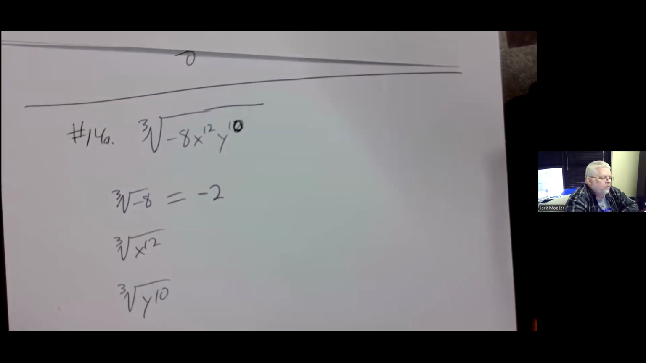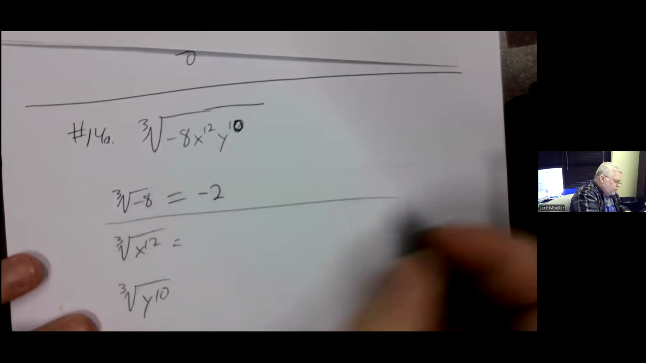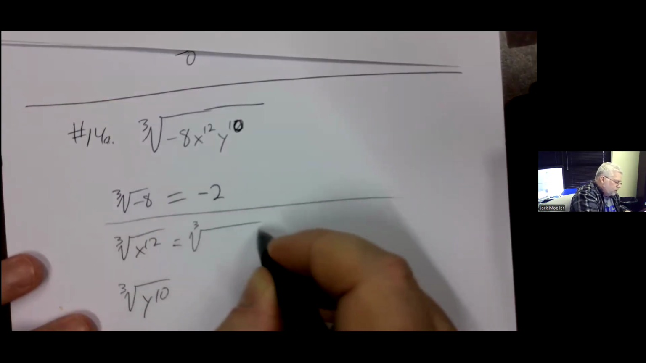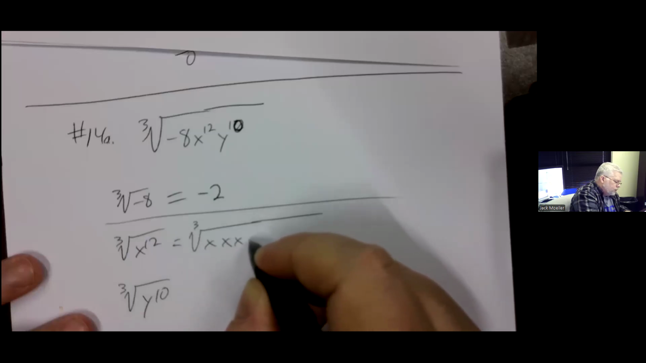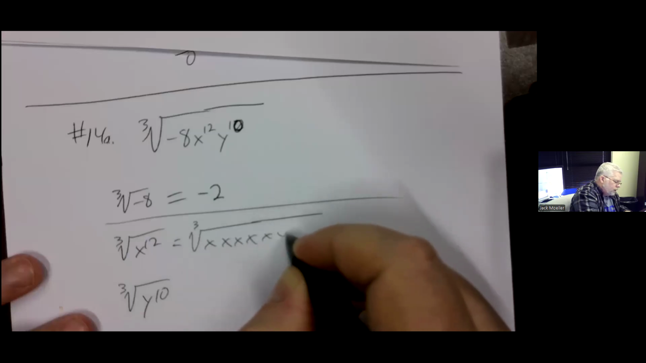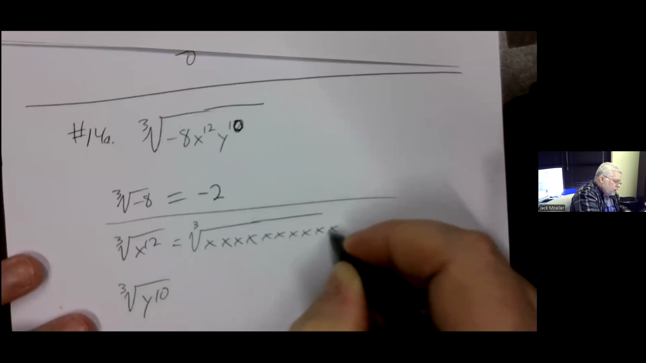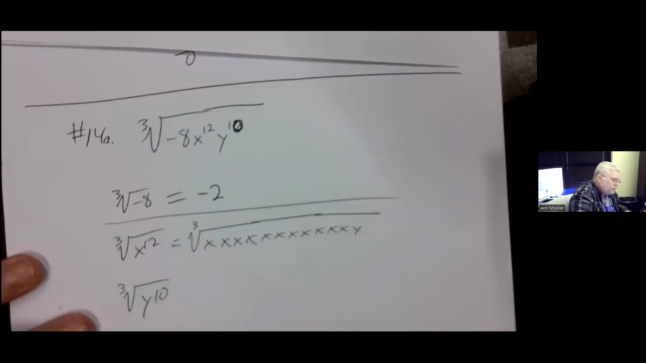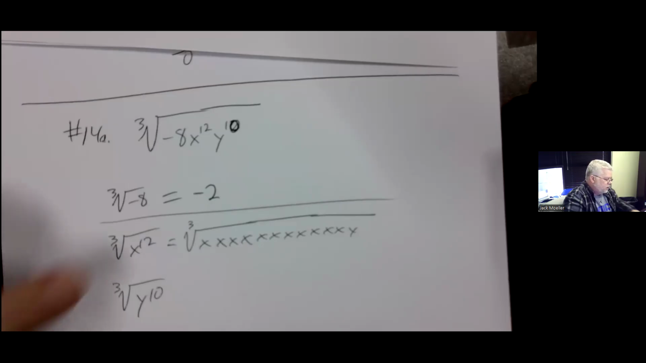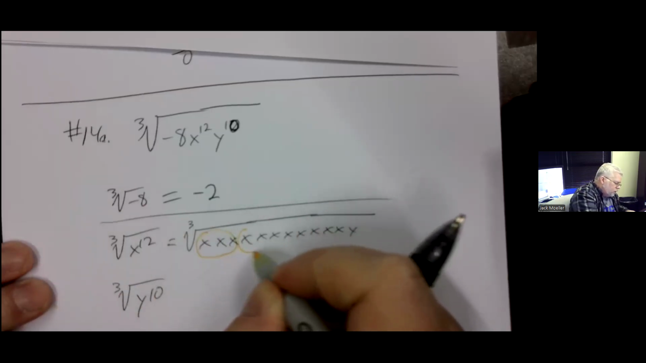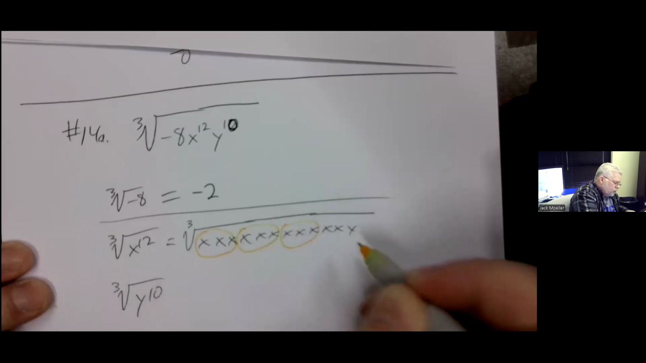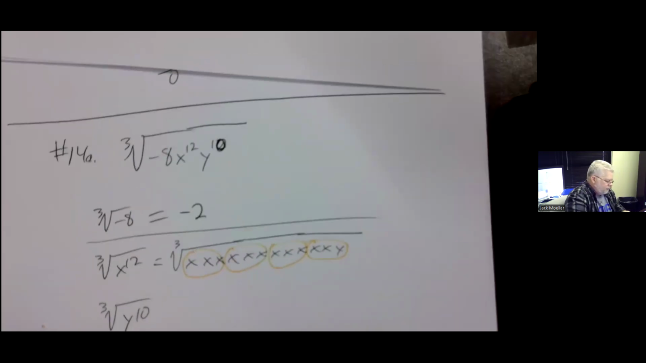Now, what about the cube root of x to the 12th? Well, if you want to do it by grouping method, you have to write out a few x's here. 12 to be exact. 1, 2, 3, 4, 5, 6, 7, 8, 9, 10, 11, 12. So the grouping method, this is a cube root, so we'll have triplets, groups of 3. So 1, 2, 3, 4.